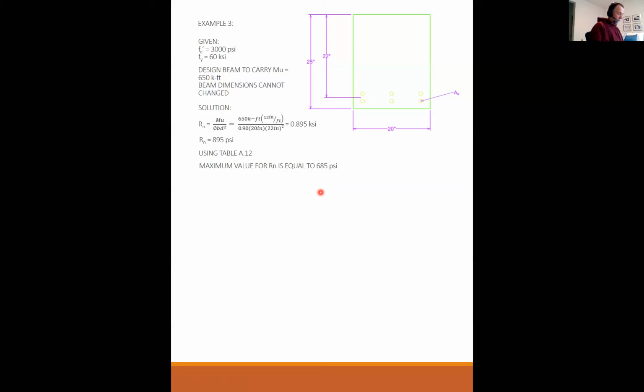And why is that? Because the rho at 685 is 0.136, which according to table A.7, for 3,000 psi, 60 ksi, rho when epsilon sub t equals 0.005 is 0.136. So that means that for 3,000 psi concrete, 60 ksi steel, I can't go any higher than Rn equal to 685, but I need 895. What do I do? What can I do?